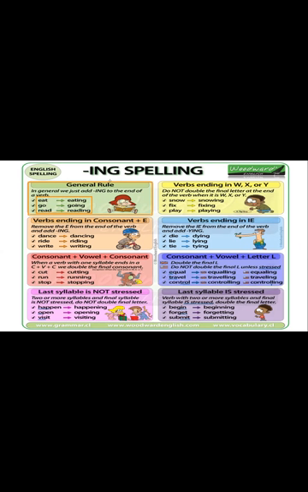Pero, when the verb ends in consonant plus e, verbo termina en consonante más e. Ejemplo, dance, write, right? ¿Y lo que sucede? Remove the e from the end of the verb and add ING. Okay? Example, dance, dancing. Write, writing. Bueno, quita la E.